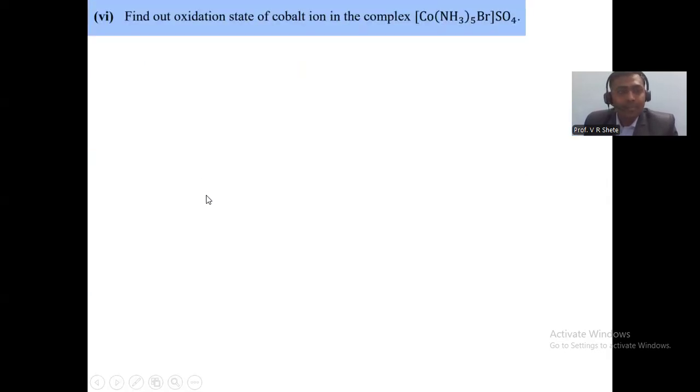Next question, sixth number. What is the oxidation state of cobalt in this complex? Generally cobalt and chromium show +3 oxidation state.